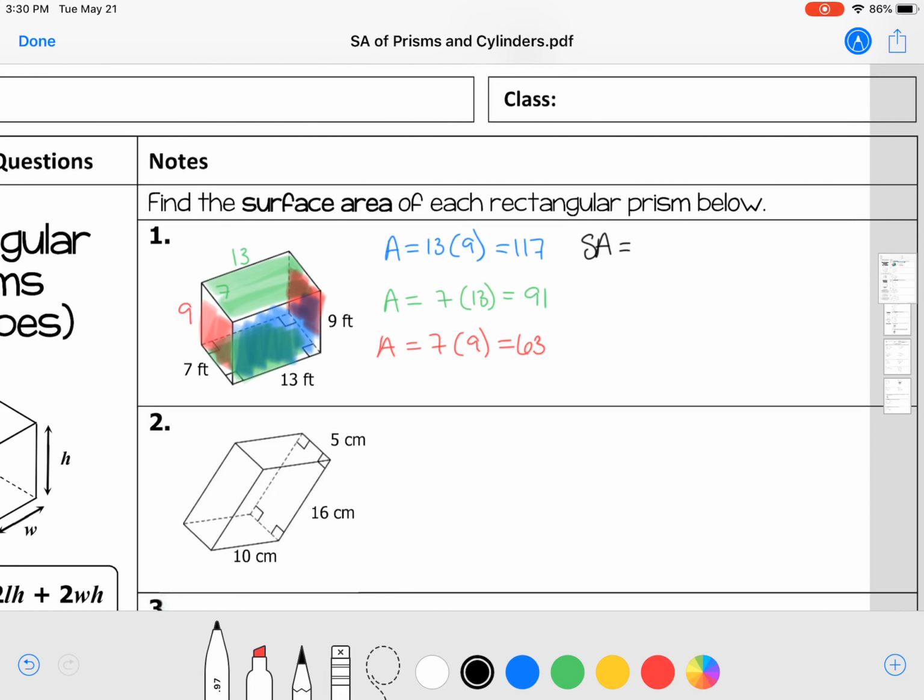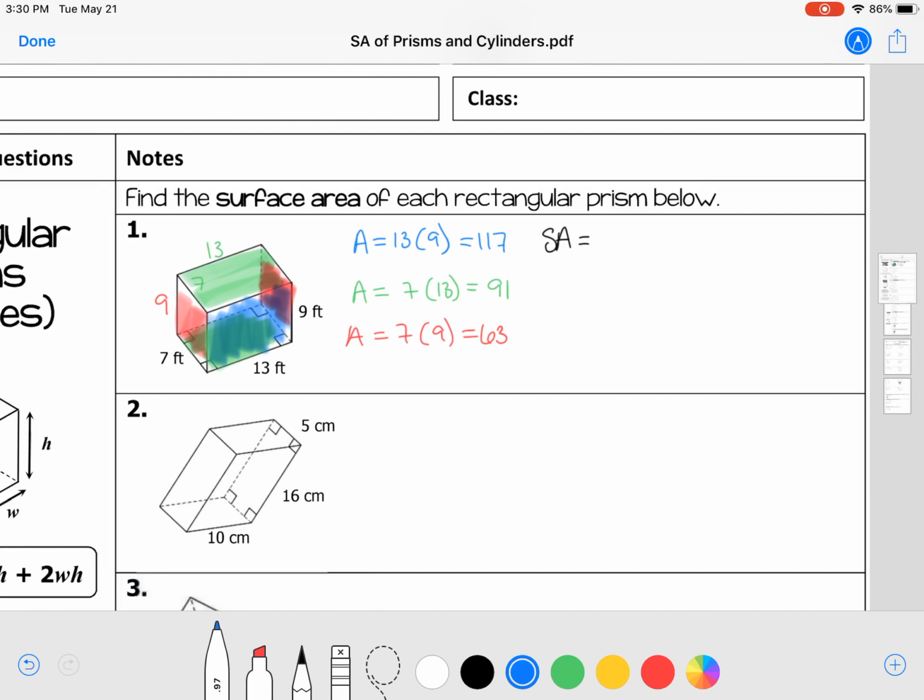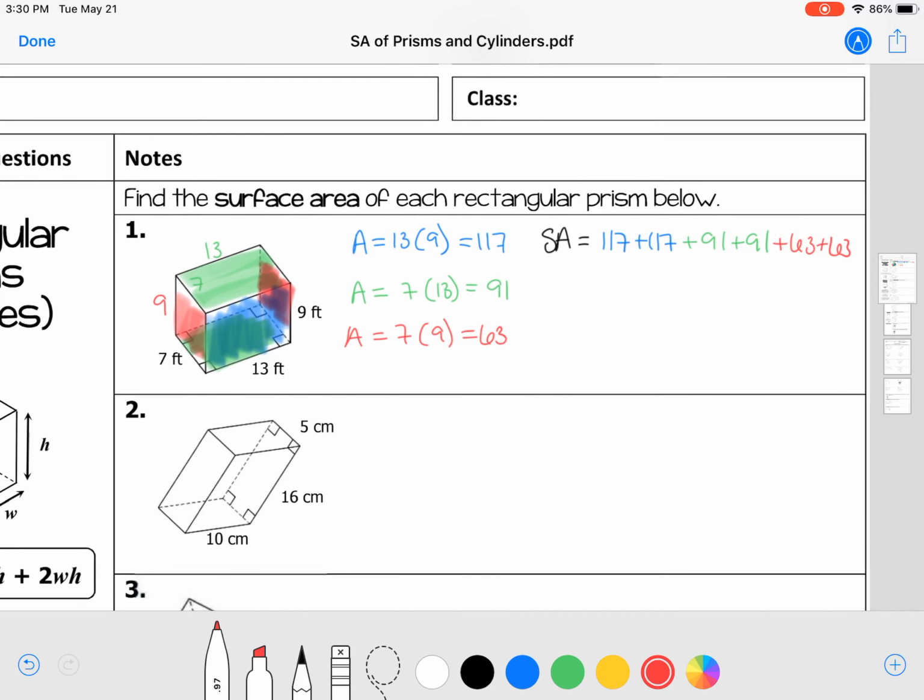So when I want to find the surface area of the whole entire shape, I'm going to add 117 twice, 91 twice, and 63 twice. When I do all that, I'm going to get 542. And my units, because remember I'm talking about area, would be square feet. So that's one way you can go about finding the surface area.